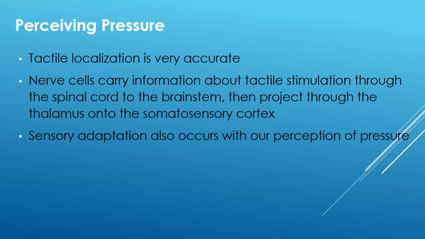Because the nerve cells carry the information straight from the spinal cord to the brainstem, it passes through the thalamus, which, remember, is our sensory switchboard, and then to the somatosensory cortex, and that's where the perception occurs. Okay? So sensory adaptation can also occur with our perception of pressure.